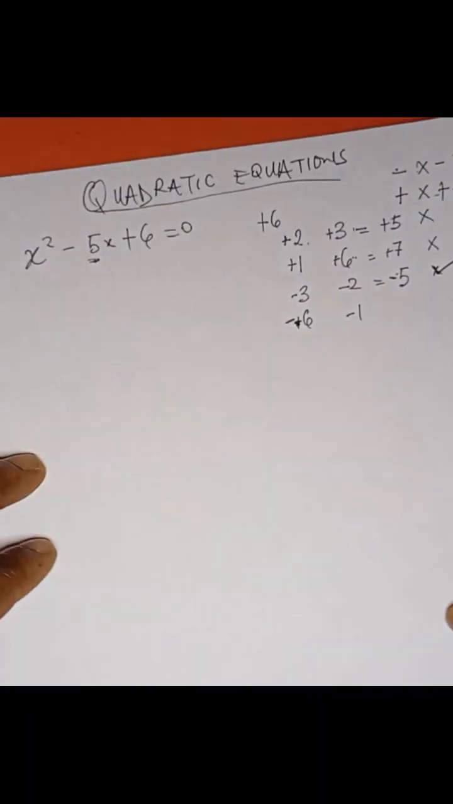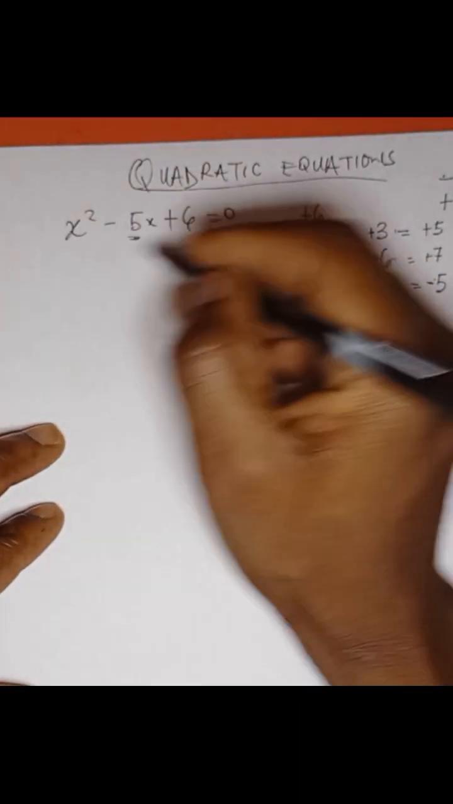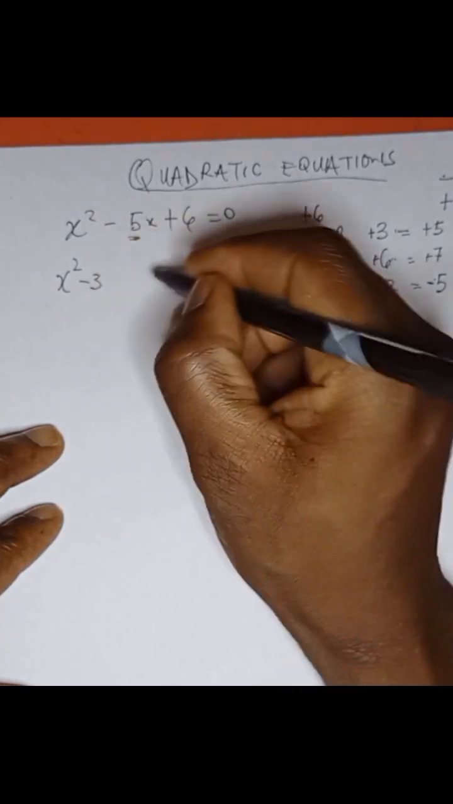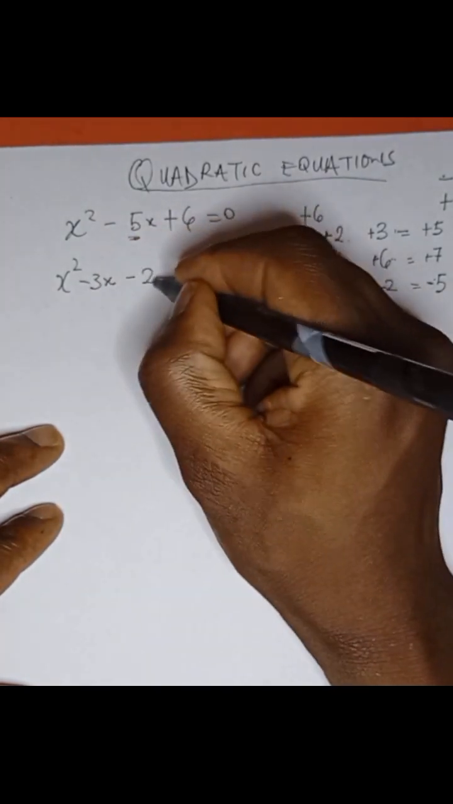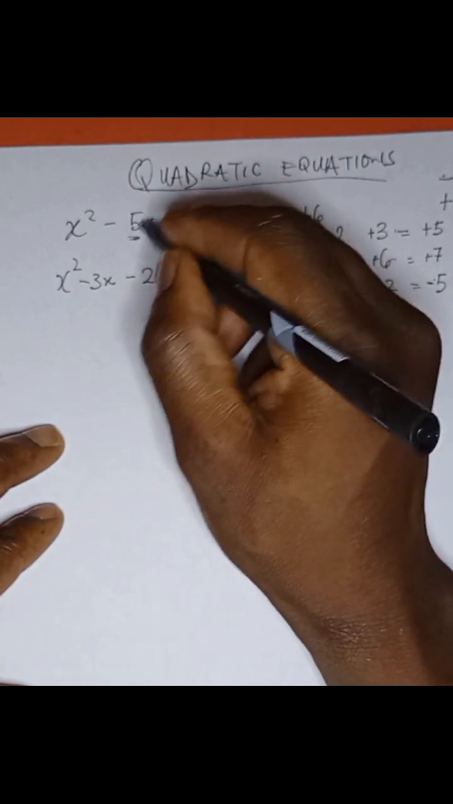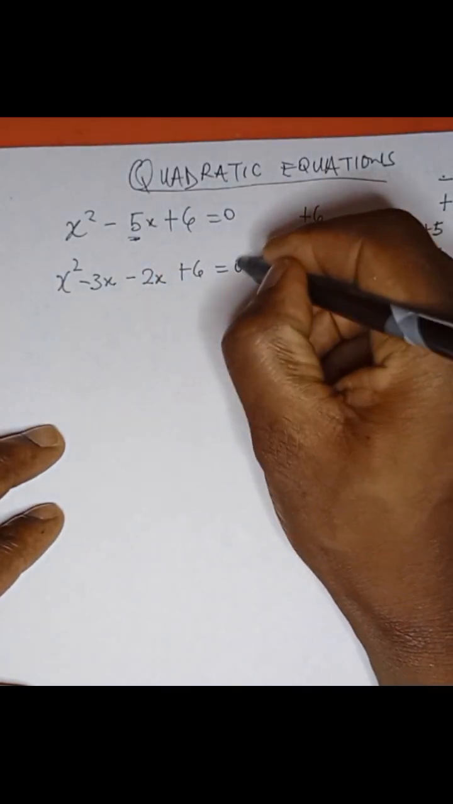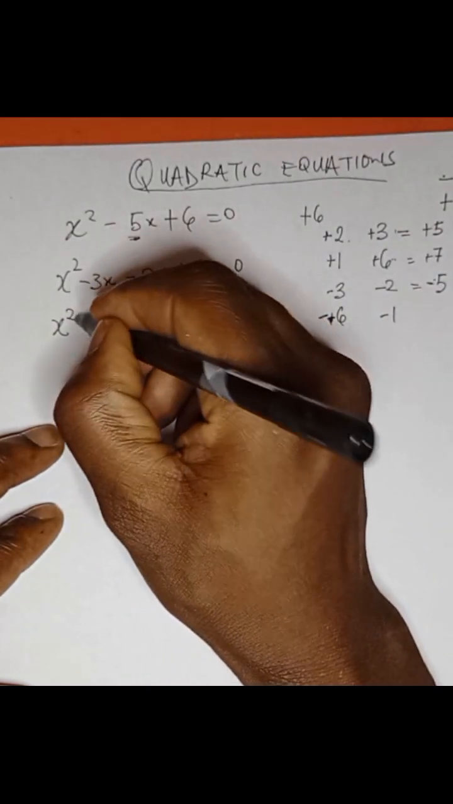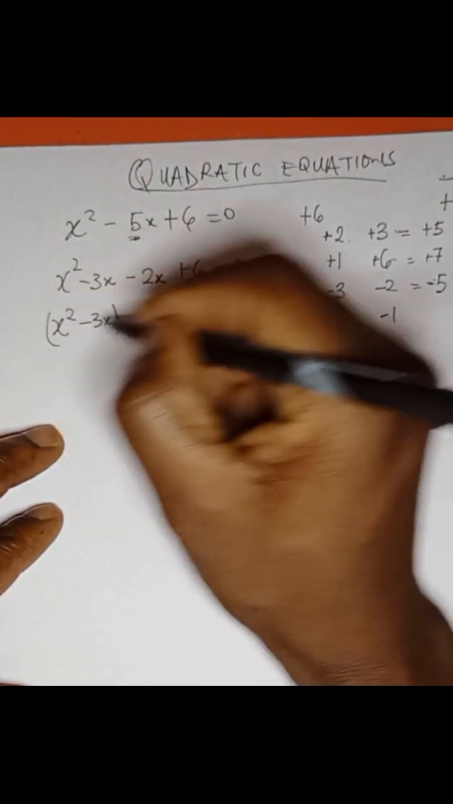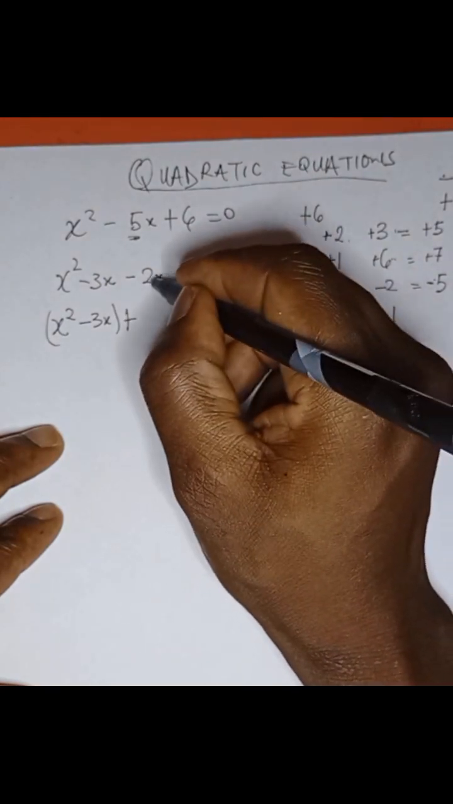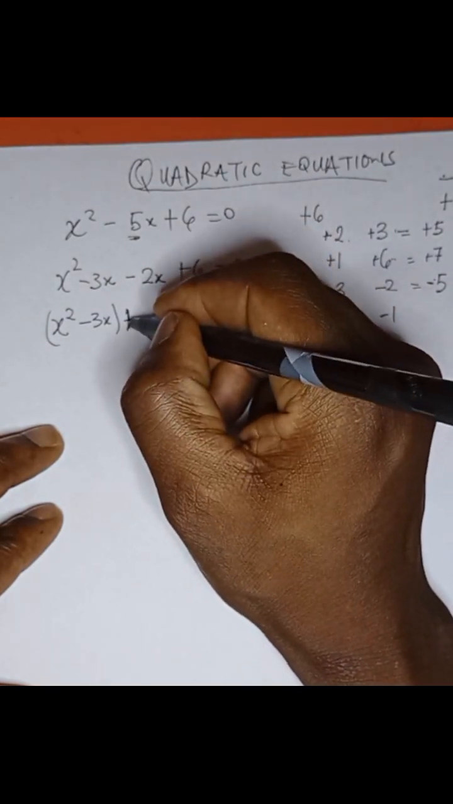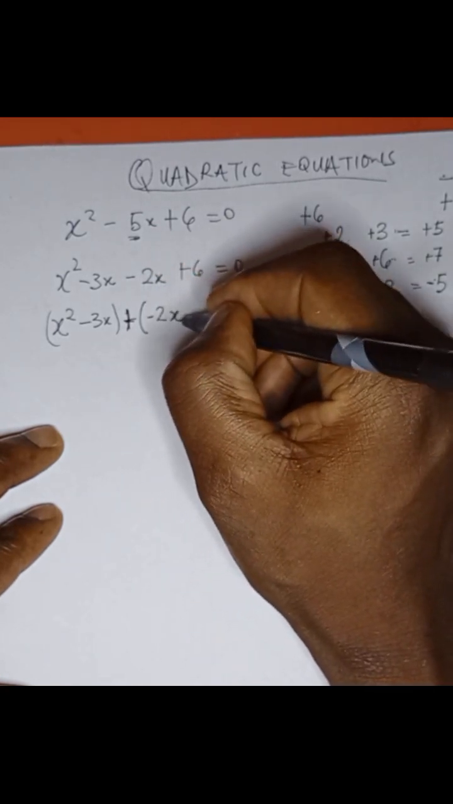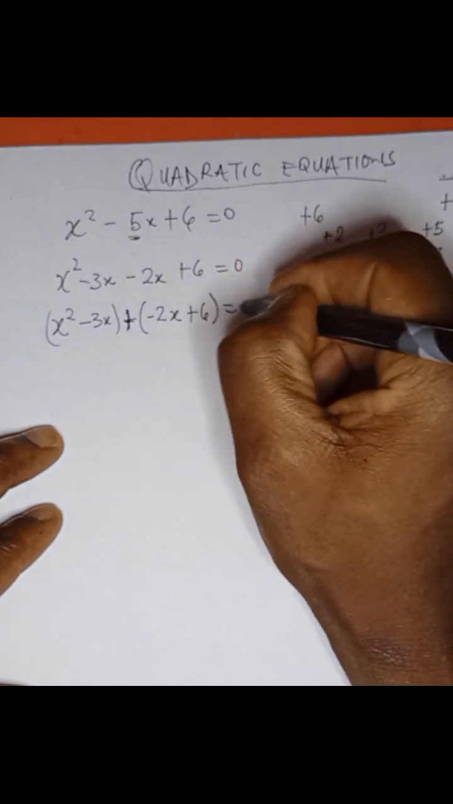And so, like we did in the previous video, instead of writing minus 5x, I'll write minus 3x and minus 2x to replace it: x squared minus 3x minus 2x plus 6 equals 0. The next thing is to group them in twos. The first two terms, x squared minus 3x, are grouped together. Now, because the next term is minus, I must separate the brackets by a positive sign, and we have plus, minus 2x plus 6 equals 0.